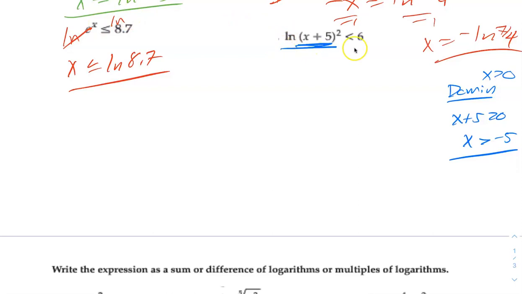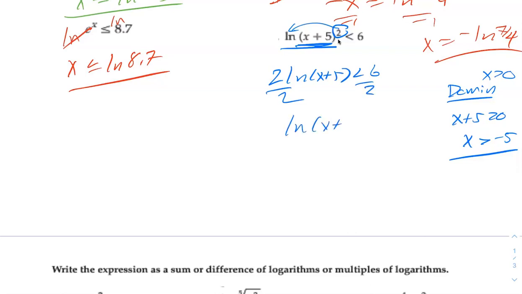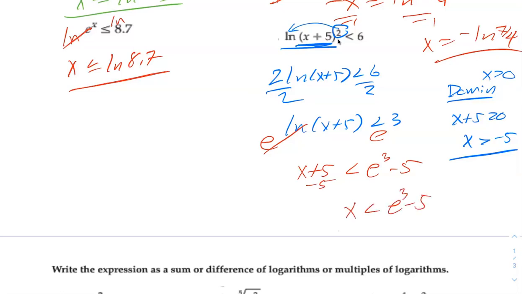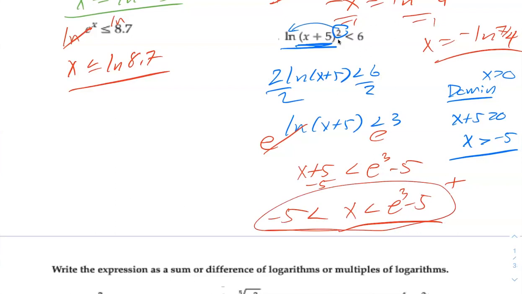So lots of ways you can do this. You can take the e of both sides, and then you can square root it. Or you could try to move the 2 to the front, and then divide by 2. Either way, you get the same answer. In this case, take the e of both sides. x plus 5 is less than e to the third. You subtract 5. So x is less than e to the third minus 5, and x is greater than -5. So if you want, you can combine it, like this, the full answer.